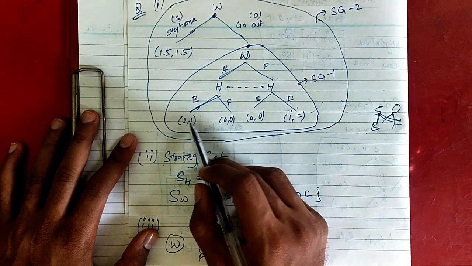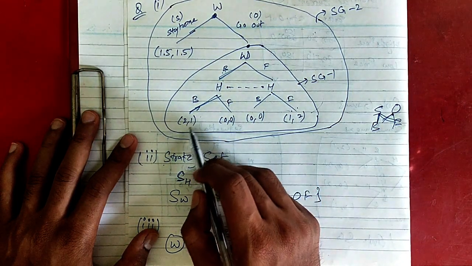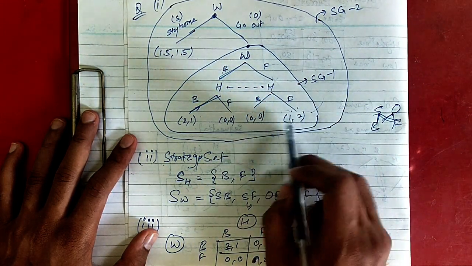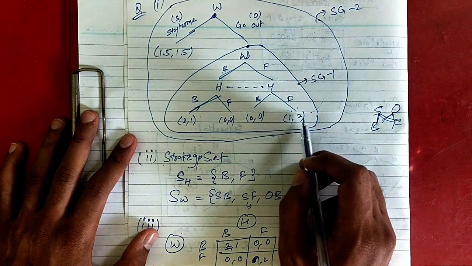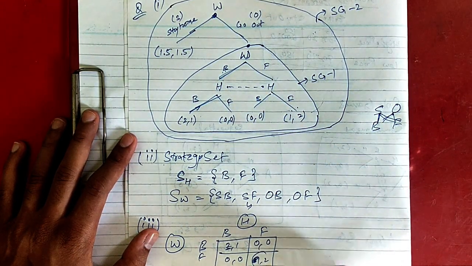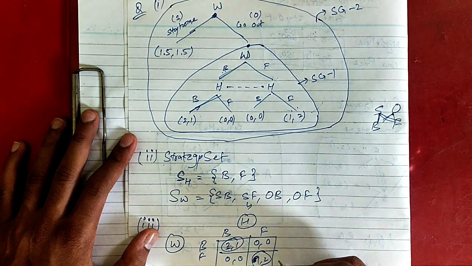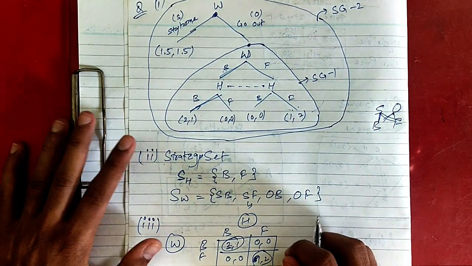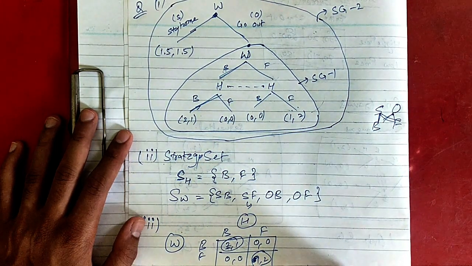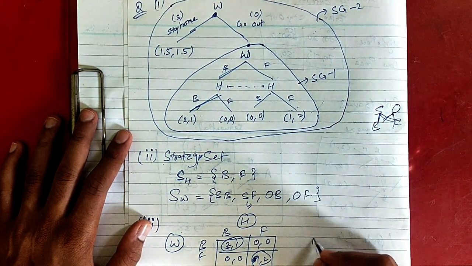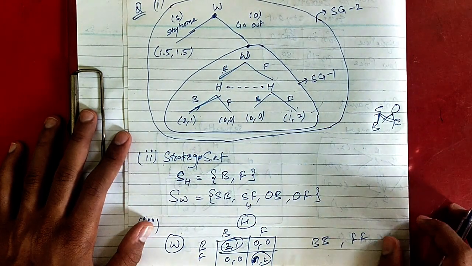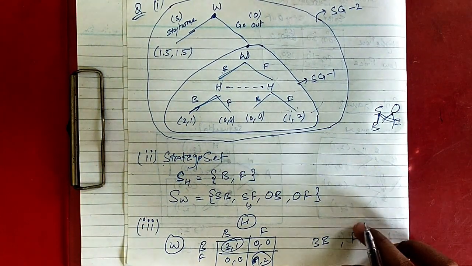So what is bigger, 2 or 0, 1 or 0? He will always go with 1. Now if wife chooses football, what will husband choose, 0 or 2? He will always choose 2. So you get these two Nash equilibria. Okay, so now your first game is solved. You get 2 Nash, that is BB and FF. These were the solutions of SG1.